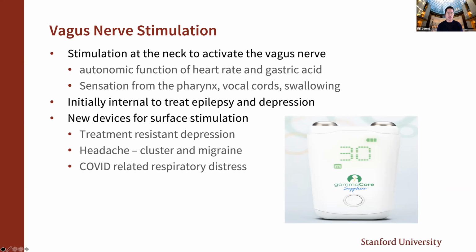Now, initially, by treating that nerve and implanting something internally, which is not what you're seeing here, the initial types of treatment were for treating epilepsy and for depression. And it's interesting that you could treat it at the neck. Now there are newer devices for surface stimulation. The first evidence of clinical trials was for treatment of resistant depression, quite effective, even just treatment of stimulation at the neck. The second was treatment of headache.